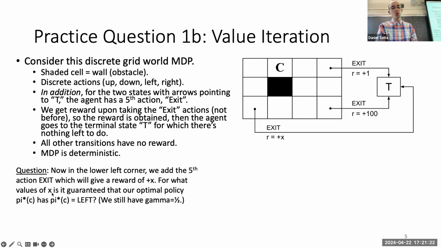For what value of X is it guaranteed that our optimal policy tells you that if the agent is at state C, you should go left? It might be in a certain range, like X is greater than something, less than something, so think about that.